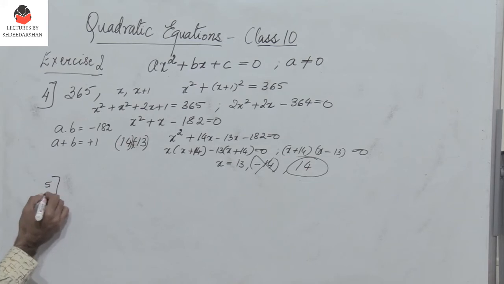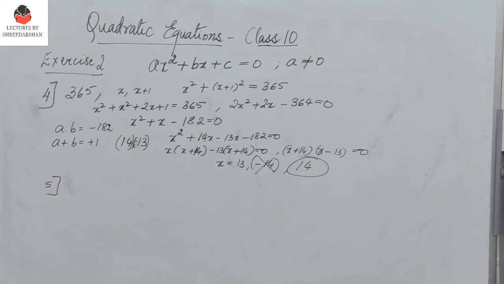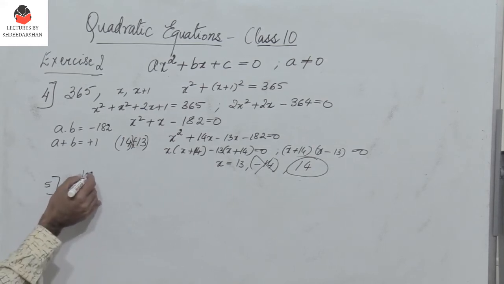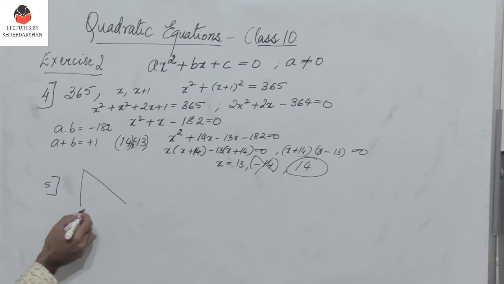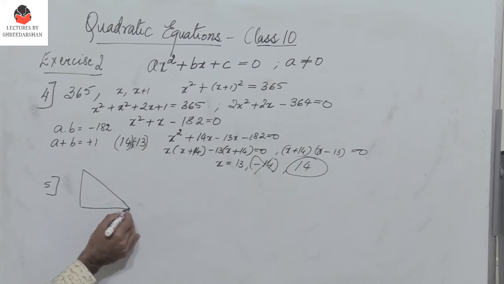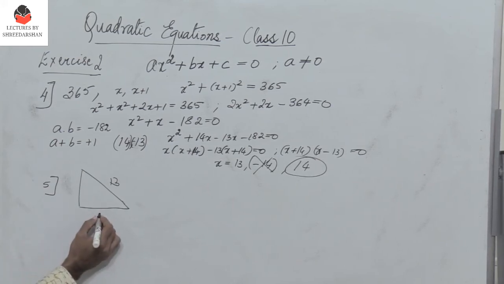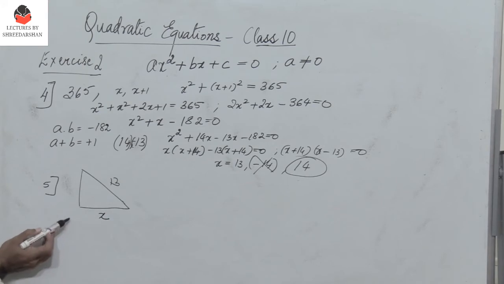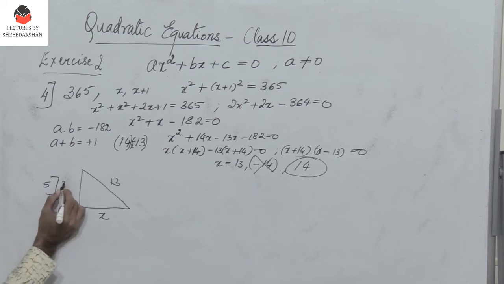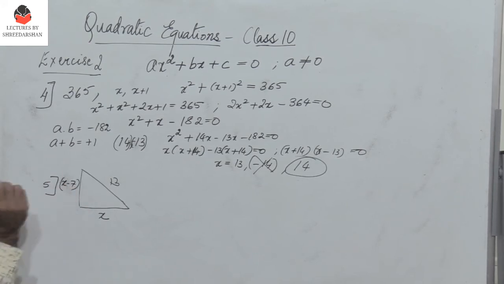Problem 5. The altitude of a right angled triangle is 7 centimeters less than its base. If the hypotenuse is 13 centimeters, find the other side. So this is a right angled triangle, hypotenuse is 13. Alright, so now let the base be x. And what is the altitude? Altitude is the height. It's being given that it is 7 centimeters less than the base.